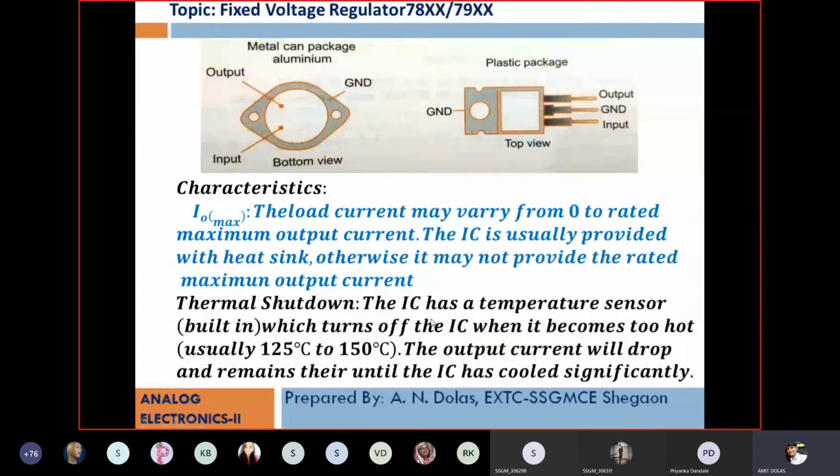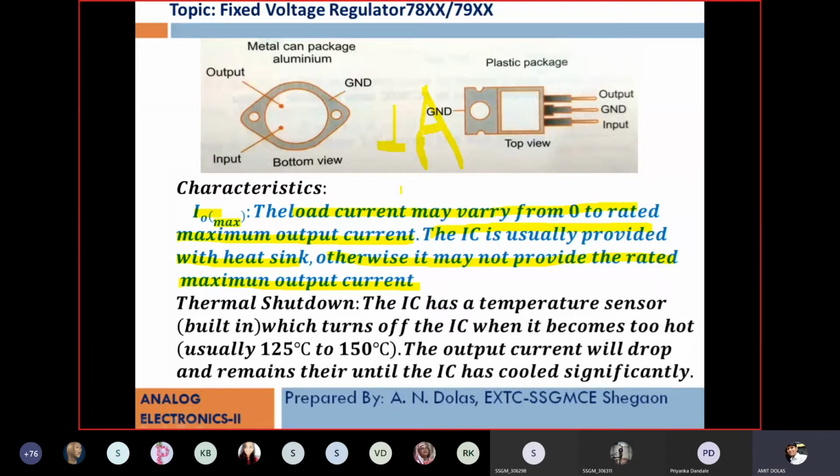Next characteristic is the output current, which is maximum. The load current may vary from 0 to the rated maximum output current of the IC. The IC is usually provided with a heatsink, otherwise it may not provide the rated maximum output current. Maximum rated output current of this IC is 1 ampere. This IC will not provide you more than 1 ampere current.